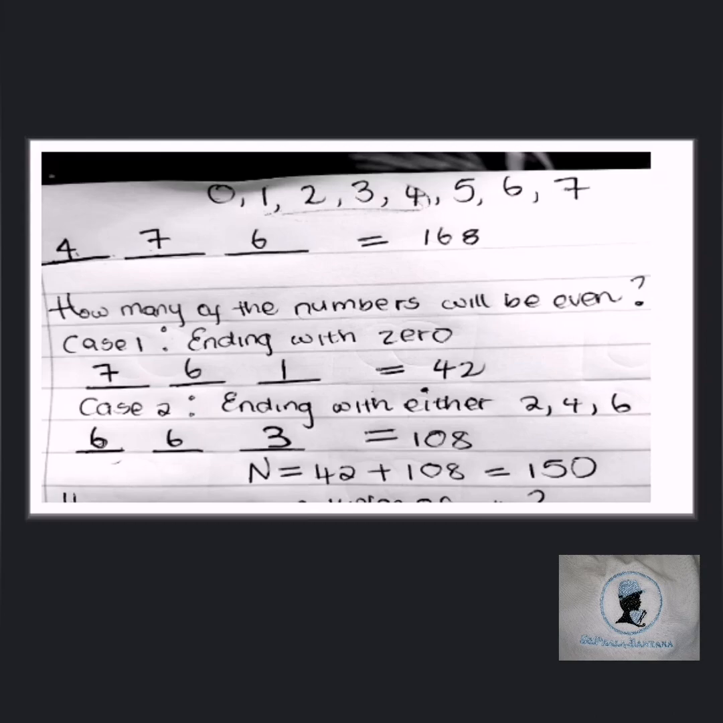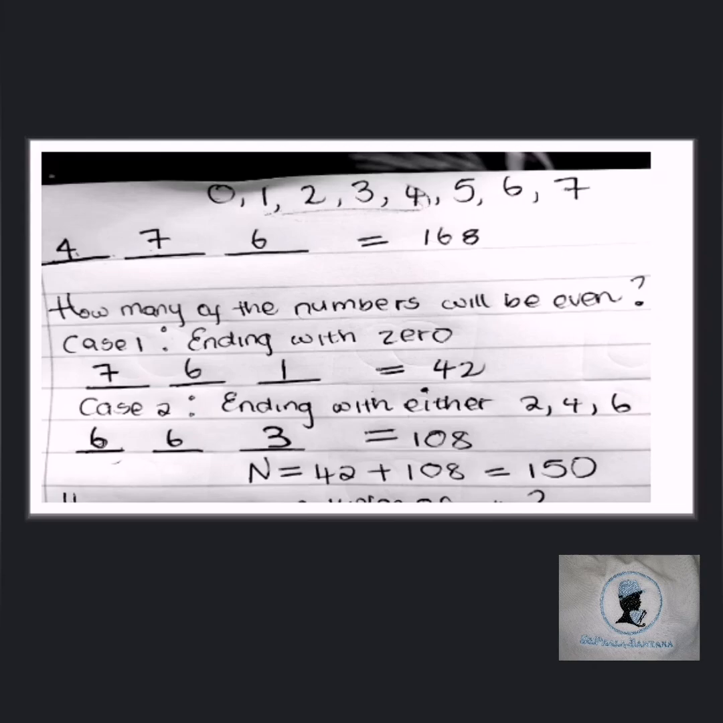So B says, how many of the numbers will be even? This one, you know that even numbers either end with 0, 2, 4, 6. So we will have different cases. Case number 1 will be the case where the even number is ending with a 0. Why did we make ending with a 0 a special case?